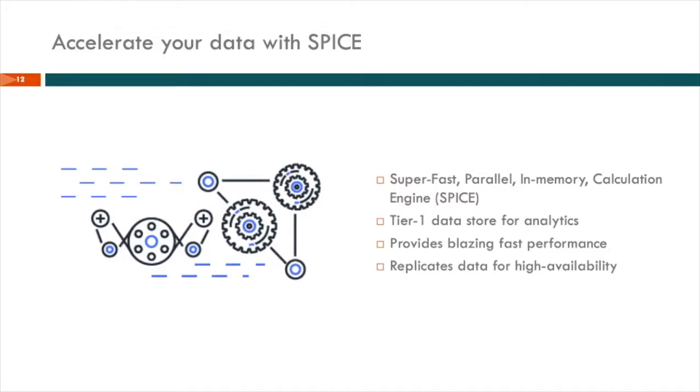So we find ourselves we always start with the data warehouse, and then we take a look and say, is this fast enough? Can we tweak the data warehouse? If not, we move it into SPICE and leverage that capability as well.